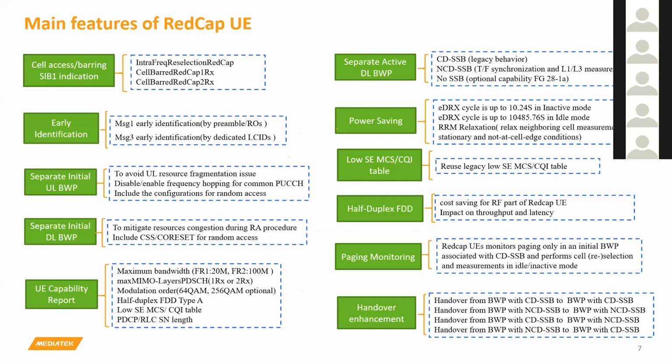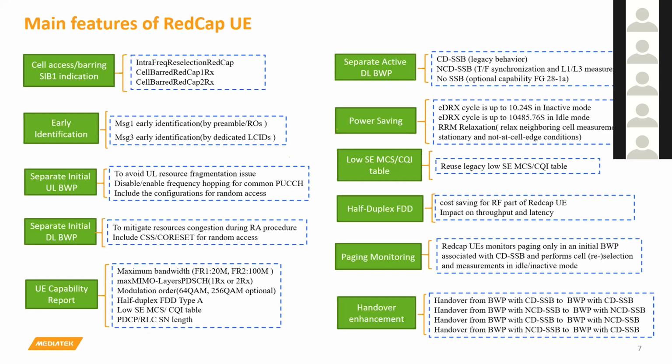For cell access and barring, functionality is specified that allows operators to restrict RedCap UE from accessing the network. Intra-frequency reselection in SIB1 indicates whether RedCap UE can camp on the cell or not. Considering the performance difference between 1RX branch and 2RX branch, gNB can allow or disallow 1RX or 2RX RedCap UE to access the cell separately.